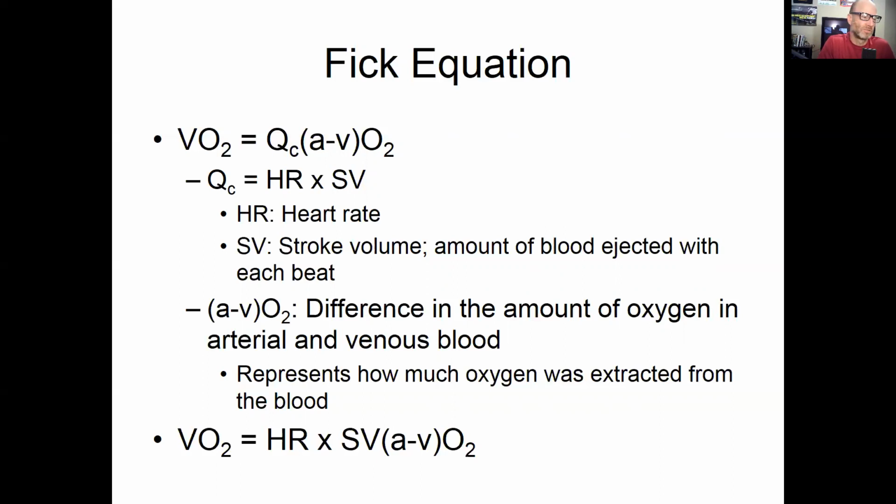So the amount of oxygen in the artery minus the amount of oxygen in the venous return to the heart represents how much oxygen was extracted. So VO2 is really heart rate times stroke volume times AVO2 difference. So if we're going to see a difference in VO2, whether that be submax or maximum, we're going to see a difference in either heart rate, stroke volume, or AVO2 difference.